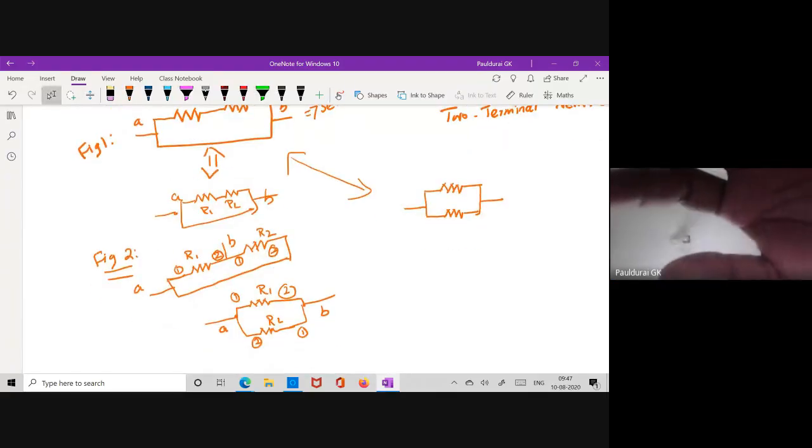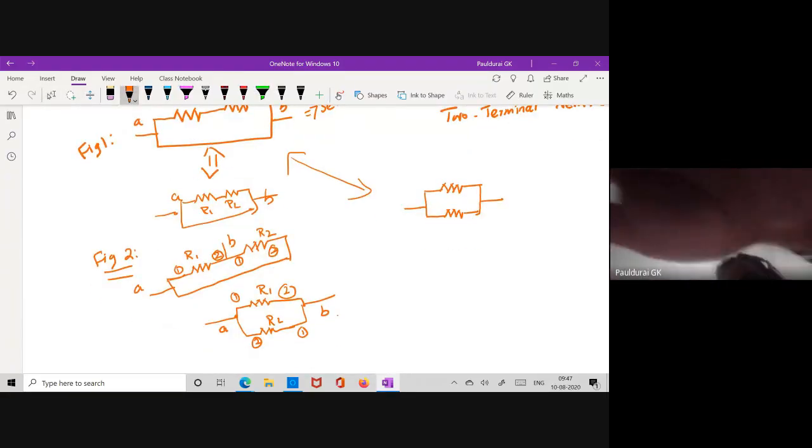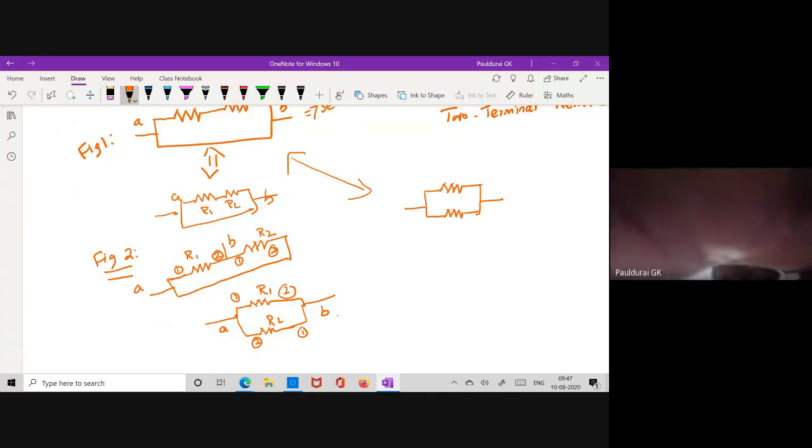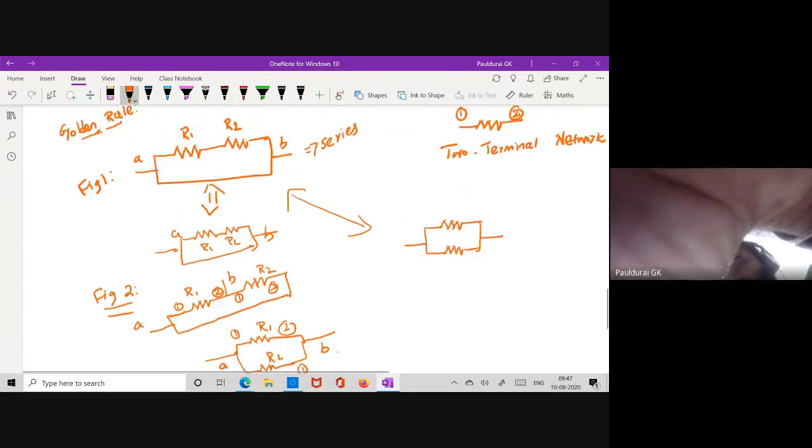Okay. So it is actually parallel. My conclusion, the golden rule. Straight away I will give you the rule. Just try to understand. Actually, it is a 2-terminal device, right?